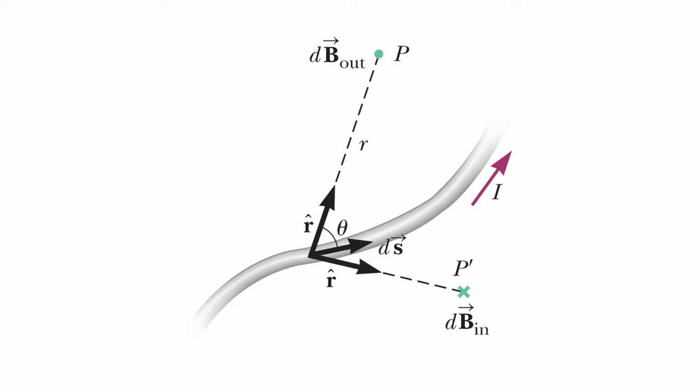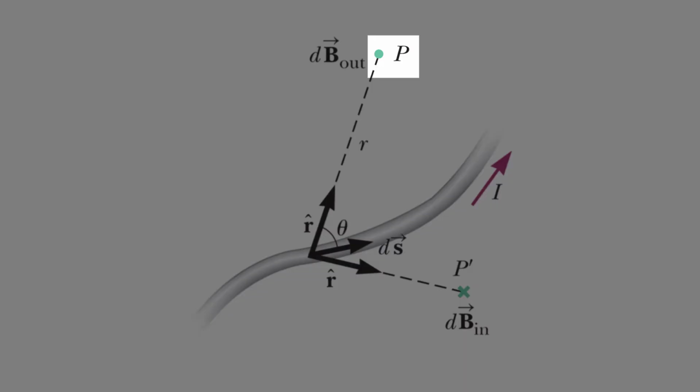The vector ds has a magnitude corresponding to the length of this wire, and the direction is the same as the current direction. This tiny current element is located a distance r away from P and r away from P prime. This unit vector r hat is a unit vector specifying the direction from the current element to the point P or P prime. Theta is the angle between that r hat directional vector and the ds vector, and I should mention at point P you see a green dot.